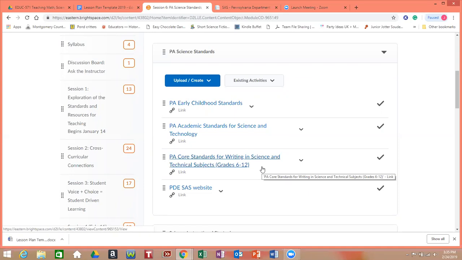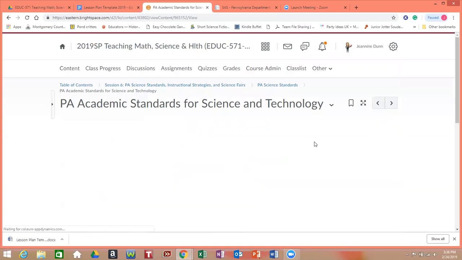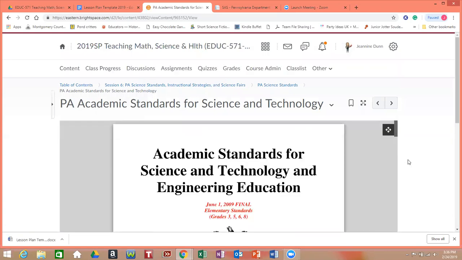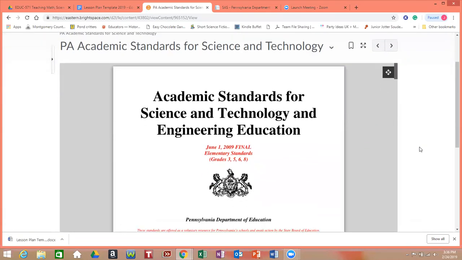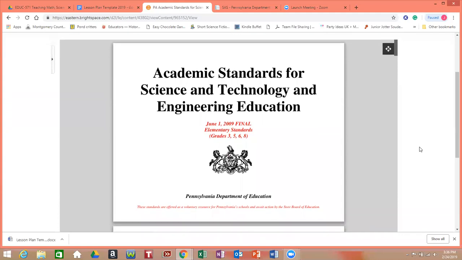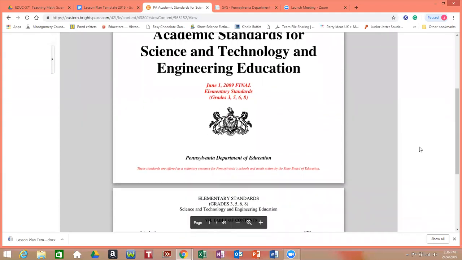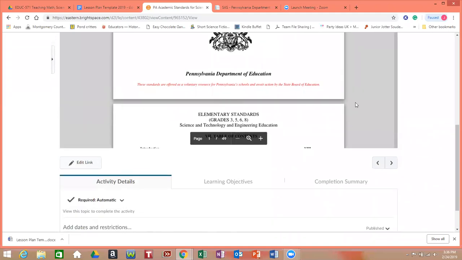They say that the writing for the elementary grades is already incorporated into the other standards for those grade levels, so you don't have to worry about it so much. But we'll take a look at each of these. I'm going to start with the middle one first here. You can access these documents through PDE, which we'll go to in a second as well. But for starters, with the academic standards for science and technology, it goes from grades 3 through 8.